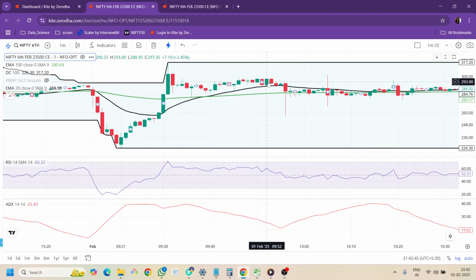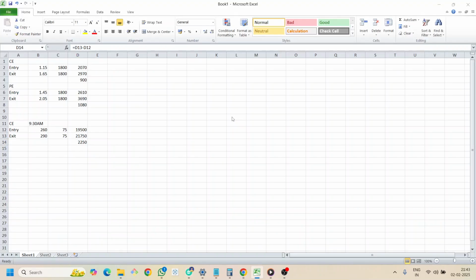In one exercise, I got 2,250 rupees. Like, you entered at 9:30 or 9:35, and by 9:50, in 15 or 20 minutes, you got 2,000 rupees.